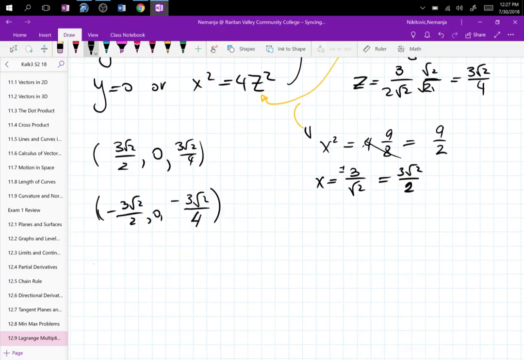Oh wait, I don't have the other two. 3 root 2 over 2, 0, 3 root 2 over 4, and this one needs to be negative, and both negative.